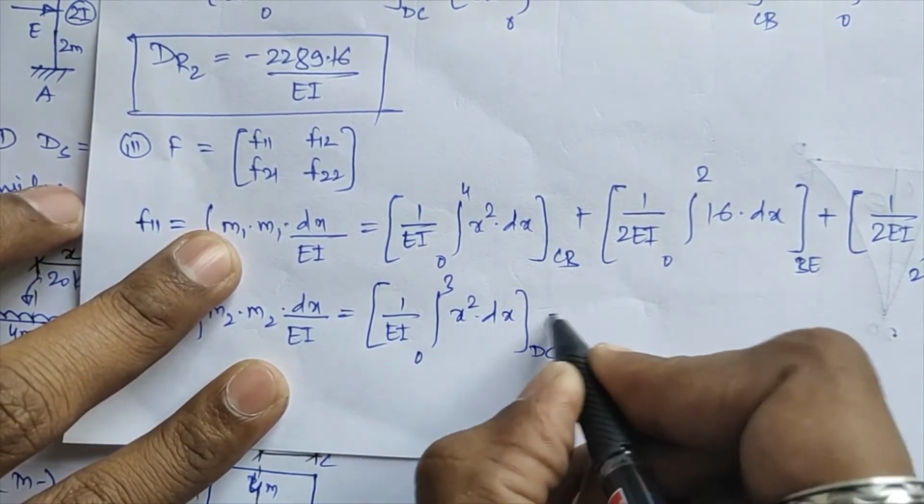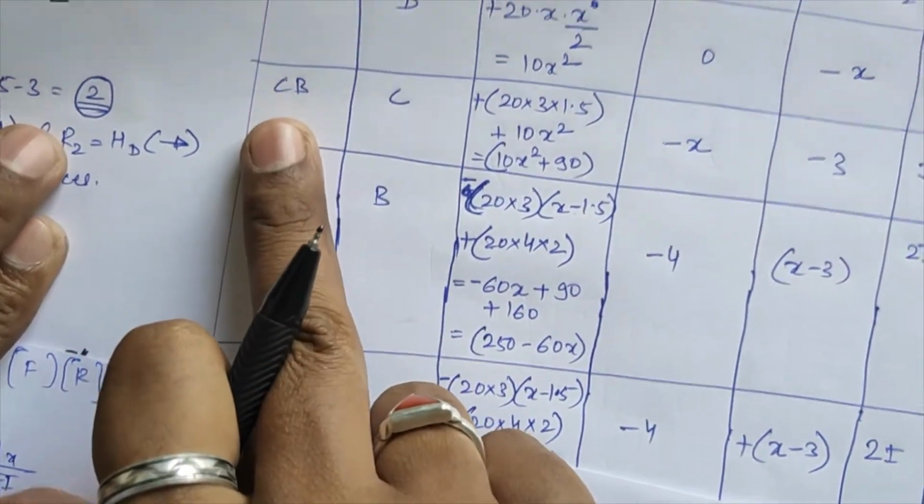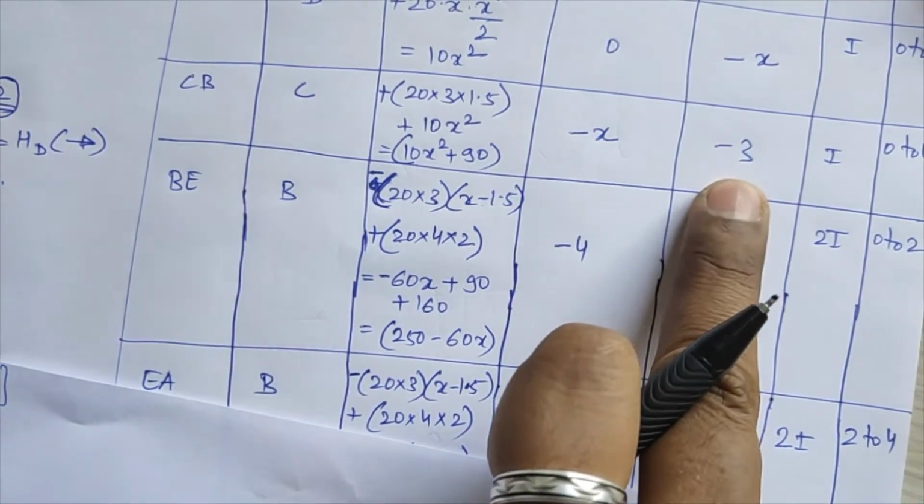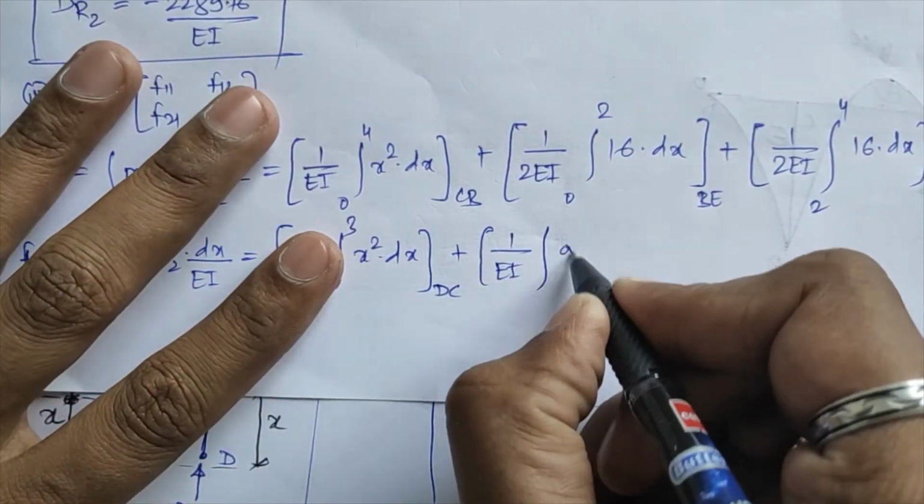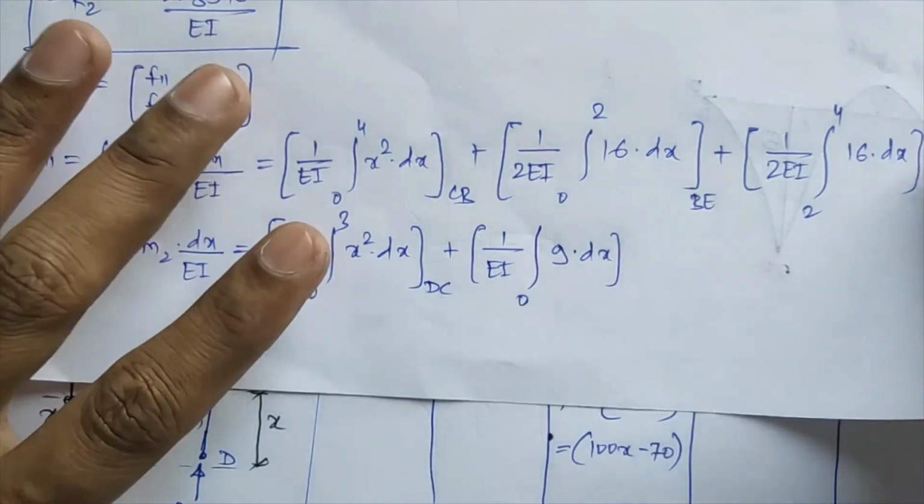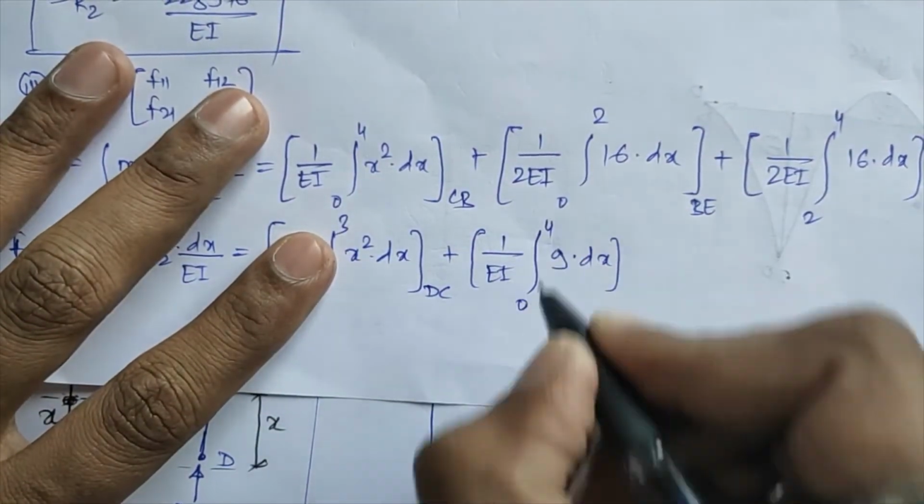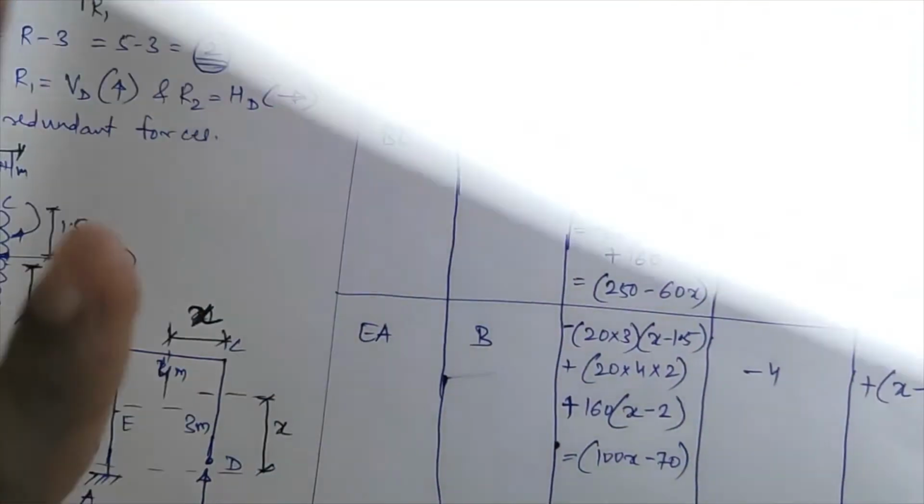plus 1 upon EI again, integration limits. We will solve for the next portion, that is CB. This value you are getting as minus 3 within limits 0 to 4 and the I value is I. So minus 3 into minus 3 will become plus 9 into dx within limits 0 to 4. And that is for your second portion, that is CB.